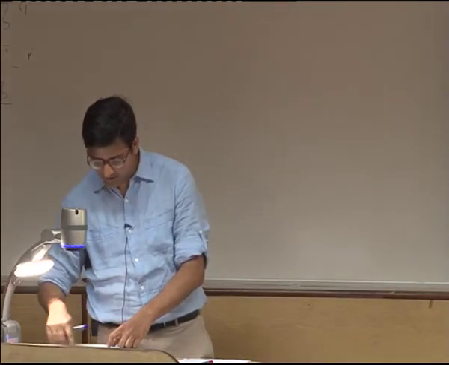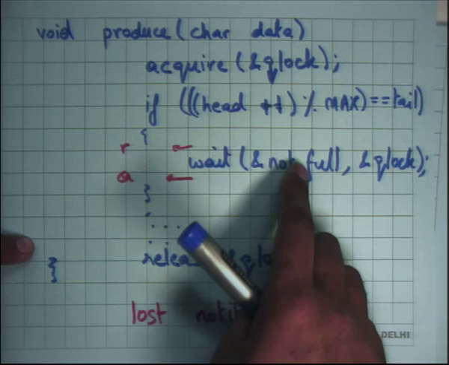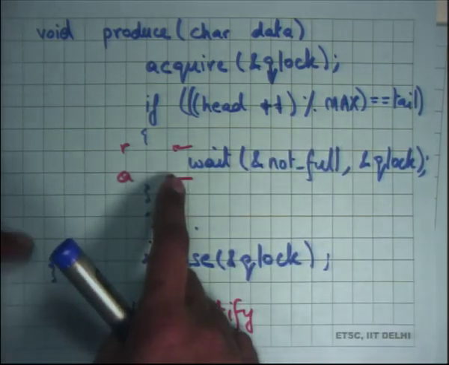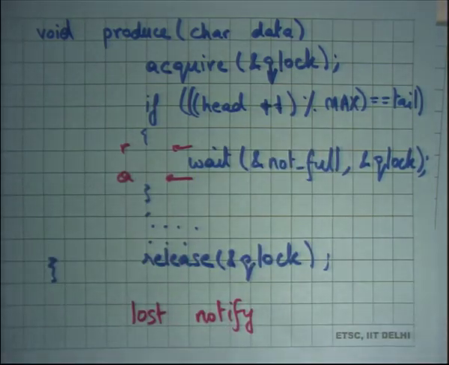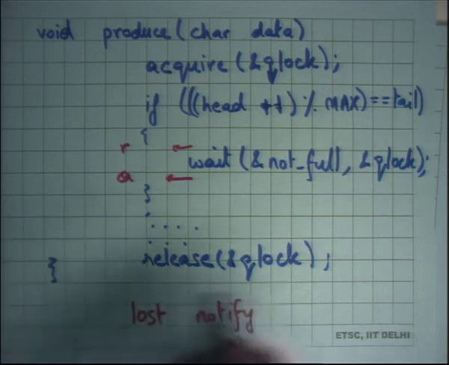Similarly, the other abstraction is that as soon as it gets notified, the first thing it's going to try to do is a lock acquire. Right? Lock acquire need not be atomic. You're just going to try to acquire the lock, and you may have to wait to be able to acquire it. Right? Okay.